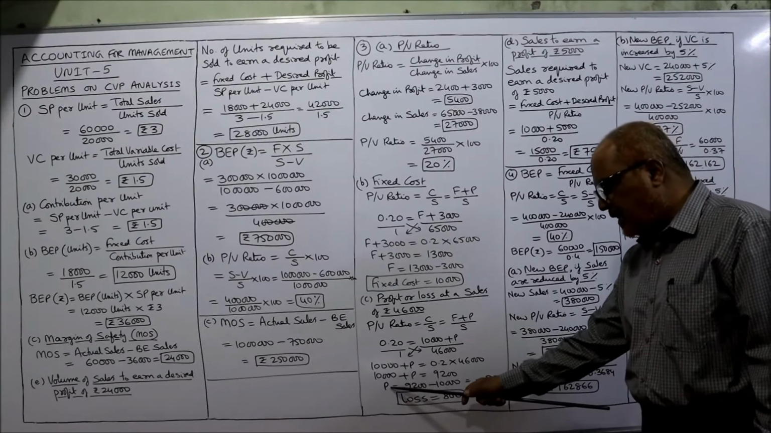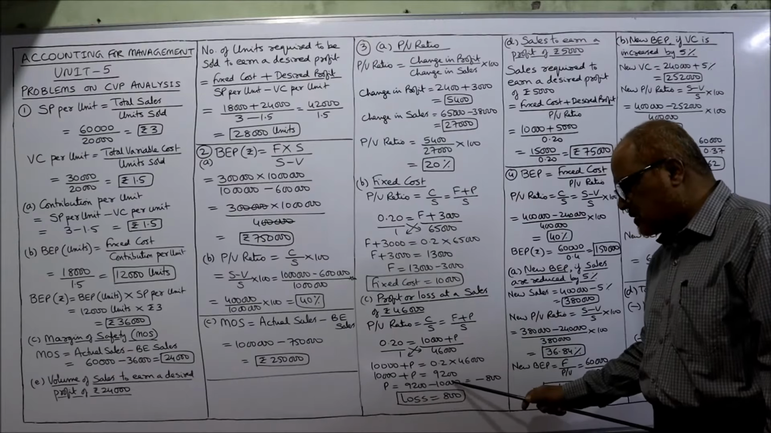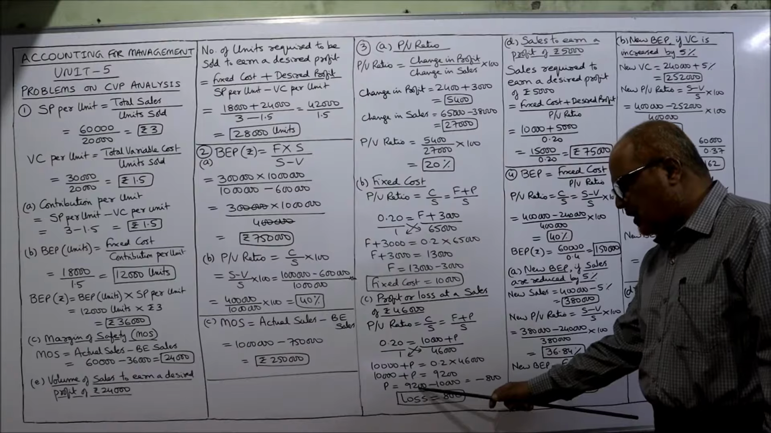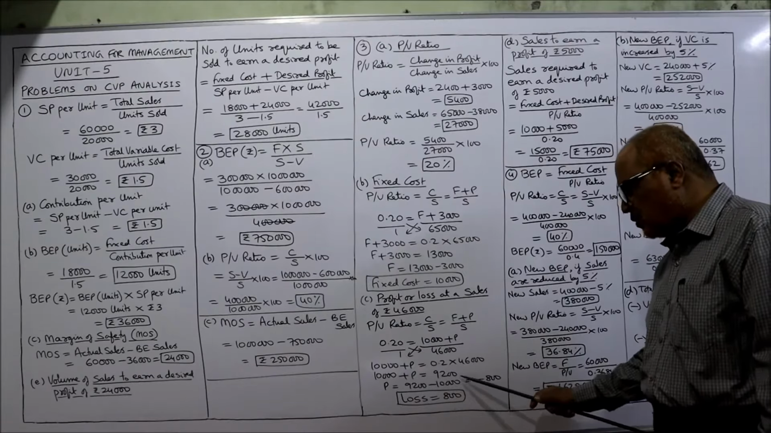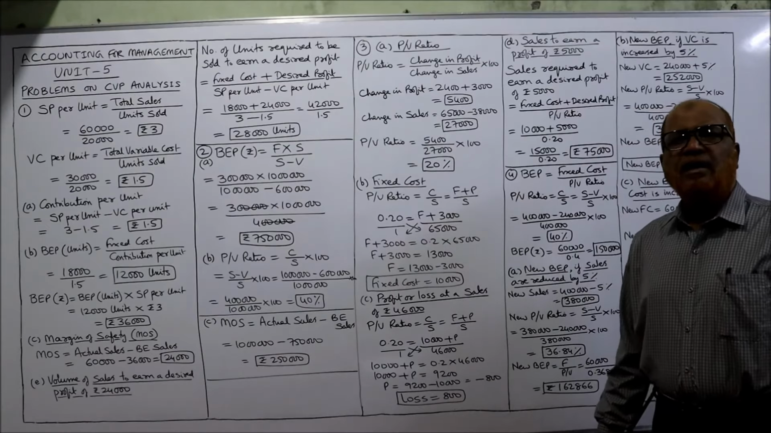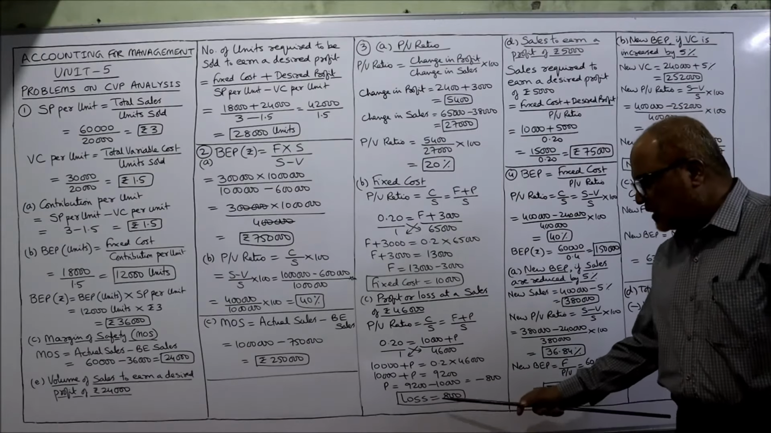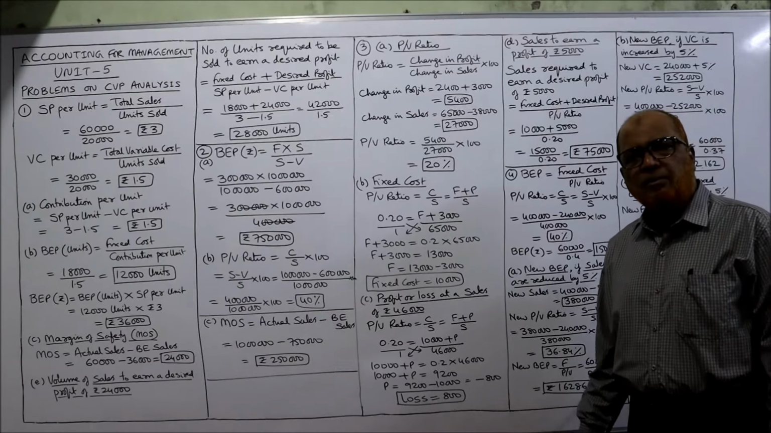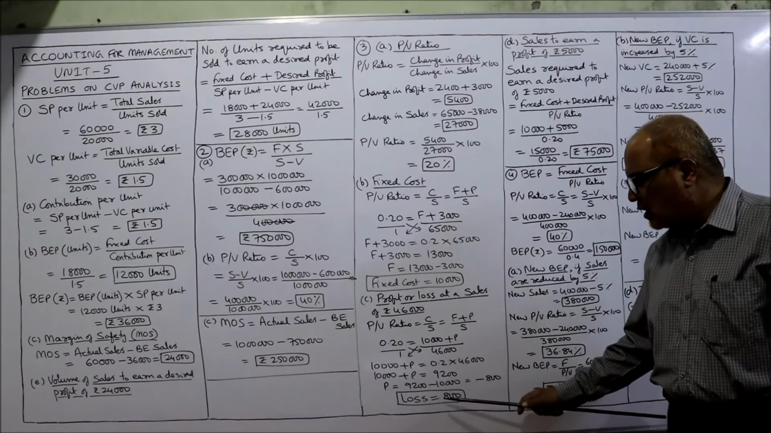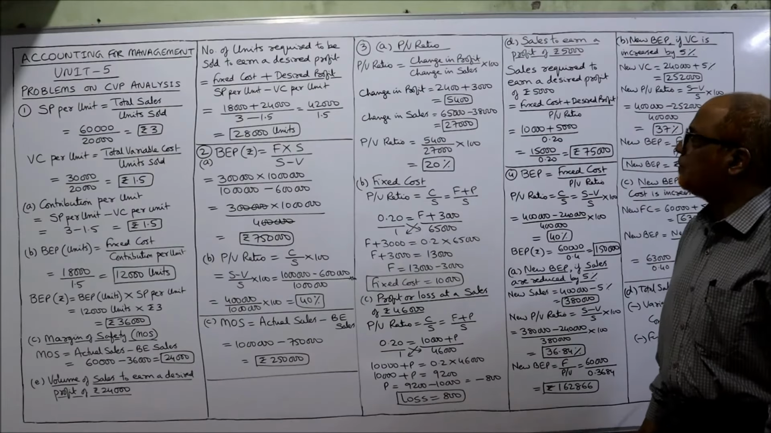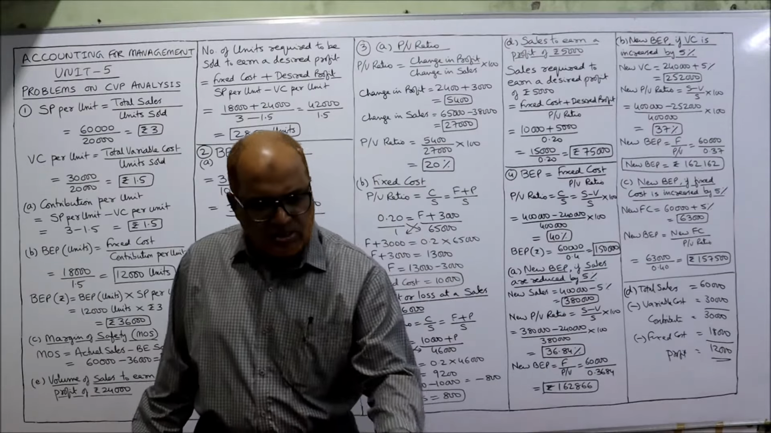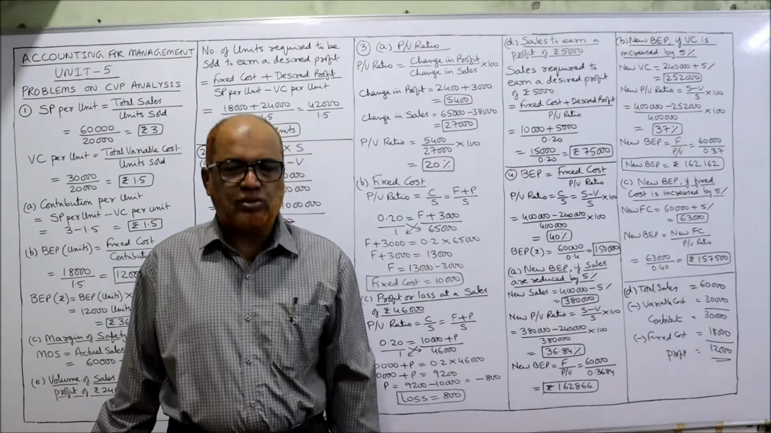So keep P on LHS and bring 10,000 to RHS. So plus 10,000 will become minus 10,000. So 9,200 minus 10,000, you will get minus 800. Negative profit means loss. So there is a loss of 800 rupees. Simply, when the sales are 46,000, the firm will incur a loss of 800 rupees. That's all. One more last bit is there, that is D. Sales to earn a profit of 5,000.